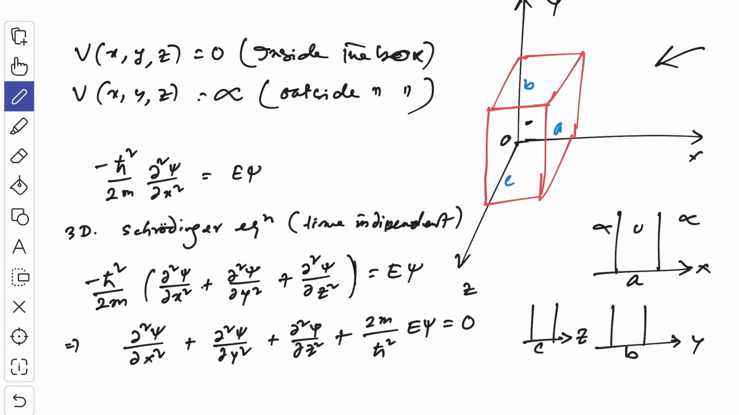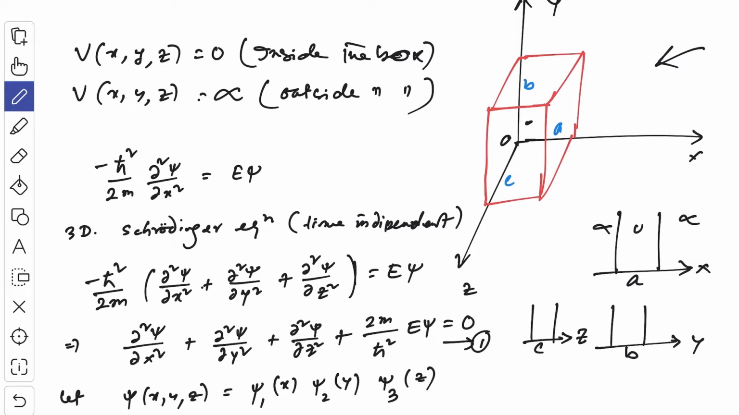Okay, so now here you can see, let us assume that psi, which is a function of x, y, z, can be expressed as a product of three functions, suppose psi 1, psi 2, and psi 3, which are functions of x, y, and z respectively. That means each of them is a function of one variable only. So we can express this. Suppose this is equation number 1 and this is 2.